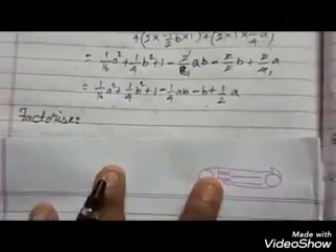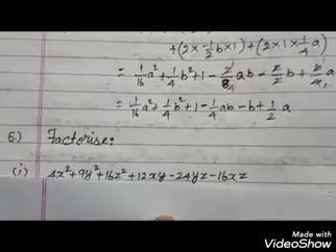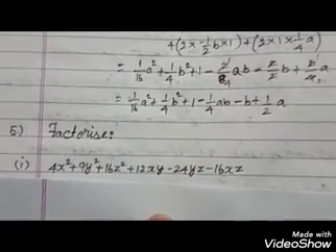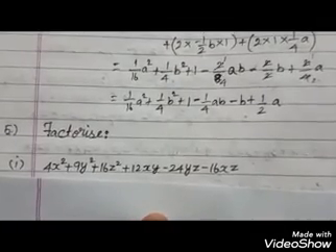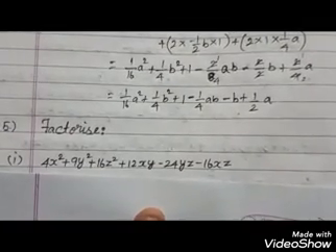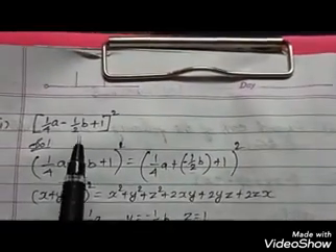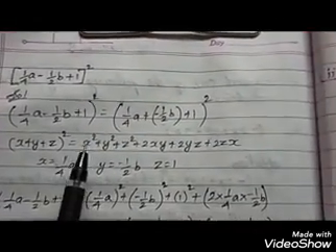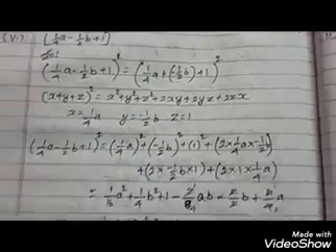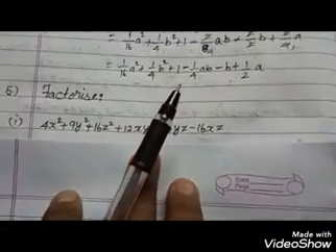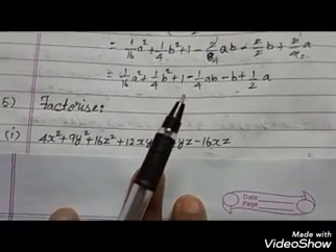So next one, fifth Roman letter, factorize: 4x square plus 9y square plus 16z square plus 12xy minus 24yz minus 16xz. In the previous sum, it was given in the short form and you needed to expand. Here it is given in expanded form and you need to factorize. By comparing with the previous question, you know what the expansion is.